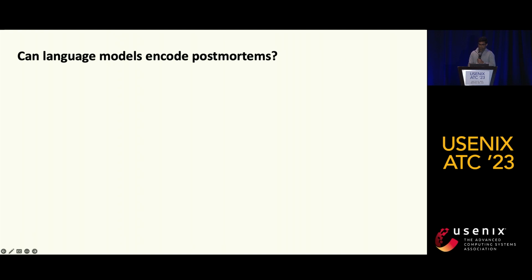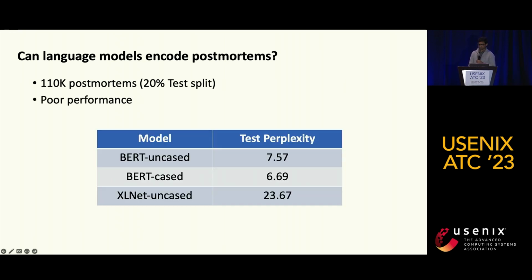To understand the difficulty in fine-tuning existing language models to encode postmortem reports, we took about 110,000 postmortem reports with their original labels chosen by humans and fine-tuned variations of BERT and XLNet. We observed that these models cannot be fine-tuned on these reports, as we observed a test perplexity of 7.57 for BERT, which means the model is confused between 8 words to fill in a blank with 1 word.